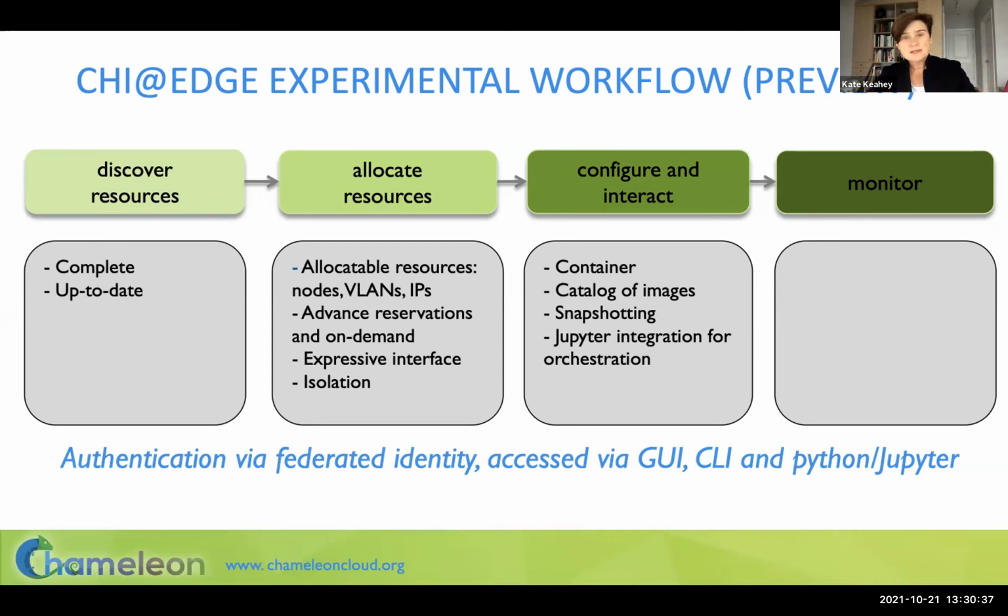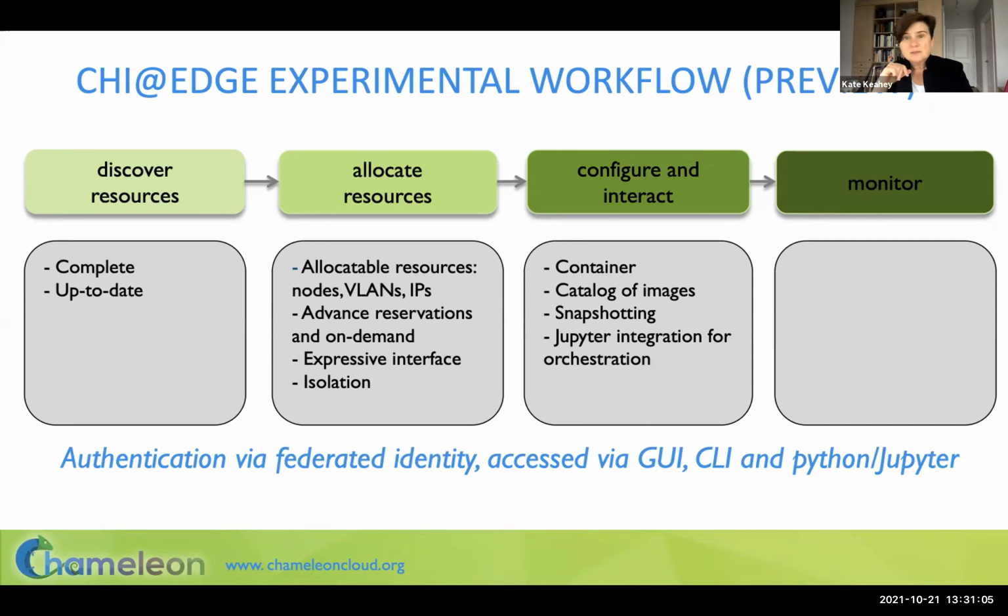In terms of allocating resources, you can do everything that you could ever do with bare metal resources with Chameleon, right? So you can do advanced reservations, you can do on-demand. You can say, give me a Raspberry Pi, and then the system will assign whatever Raspberry Pi is available. Or you can say, I want that specific Raspberry Pi, because you know that it is attached to a self-driving car that you want to work with, right?